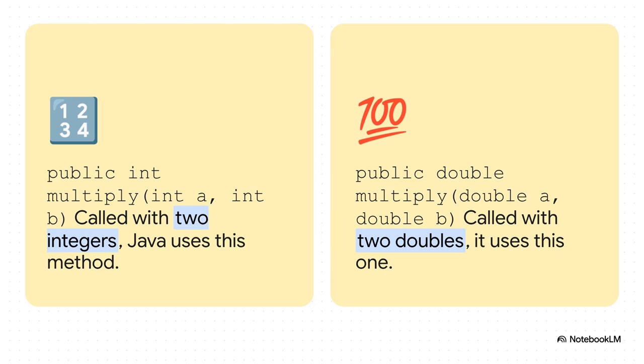Check this out. This example from Baeldung makes it crystal clear. See? We've got 2 methods, both called multiply. So how does Java know which one to use? Well, if you call multiply with 2 integers, the compiler is smart enough to match it to that first method. But if you pass in 2 doubles instead, boom, it knows to use the second one. It's all because of that unique method signature we were just talking about.